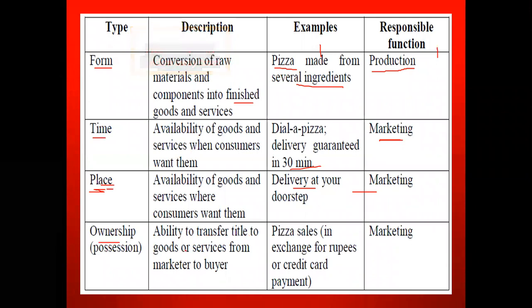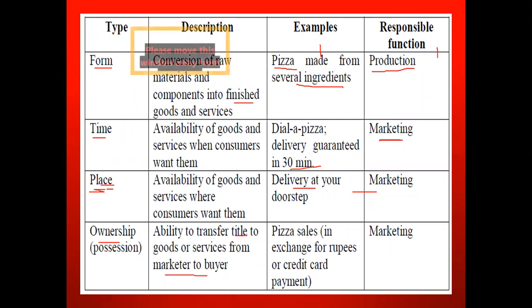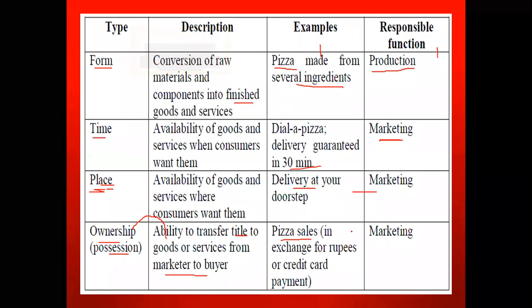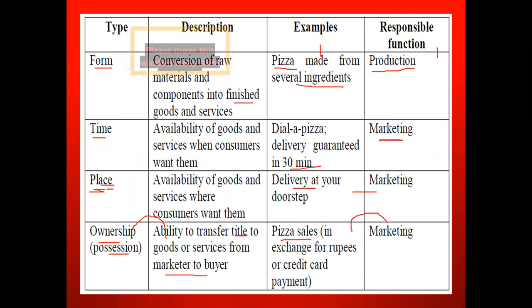Next one, ownership: the ability to transfer the title to the goods or services from marketer to the buyer. So possession means transferring the title of goods or services from marketer to buyer. What are the examples here? Pizza sales, exchange of rupees or credit card payment. How does ownership happen? When the product is with you, if you are a vendor with a supermarket, the product is under your ownership. When the product has been transferred to another person in the form of marketing, then he is the owner of that product. It happens in the form of exchange of rupees, credit cards, or GPay, Paytm, and so on. These are the examples.